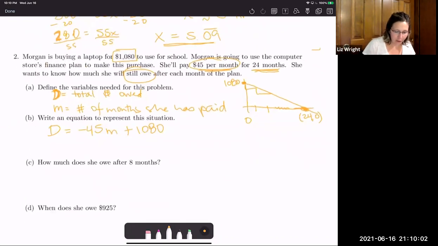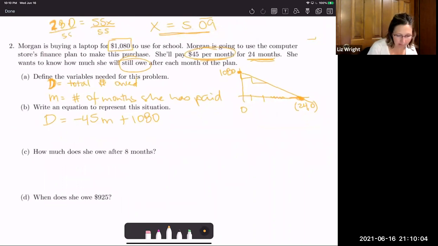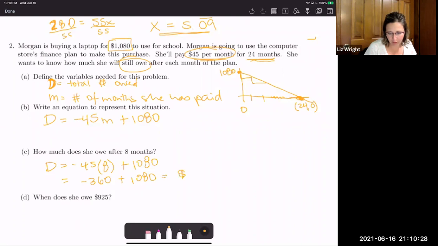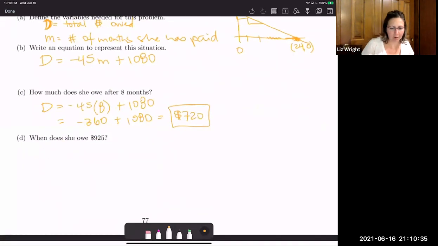So how much does she owe after 8 months? So we're saying debt equals negative 45 times 8 plus 1,080. Looks like we should be getting negative 360 plus 1,080. So after 8 months, she is still going to owe $720 for her laptop. So we're getting closer to 0.